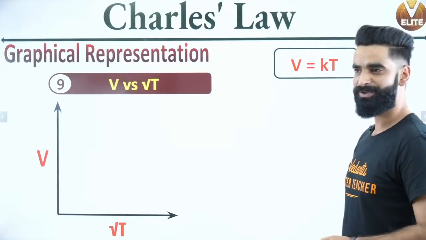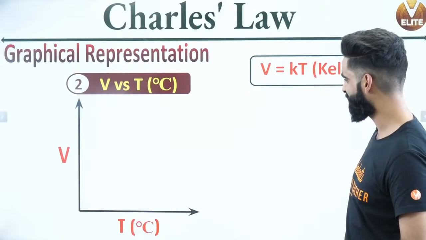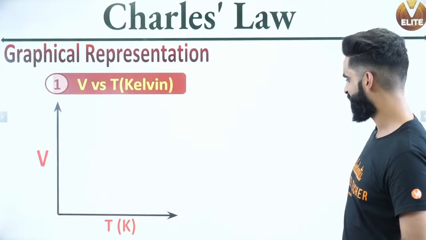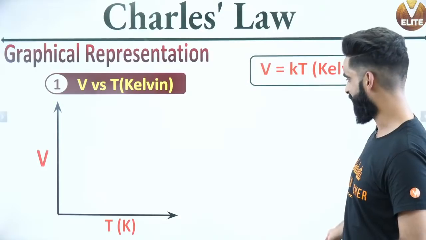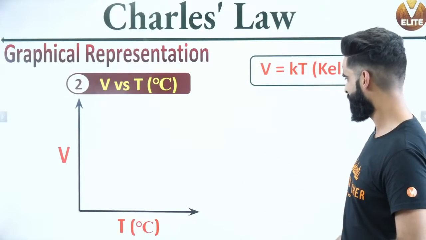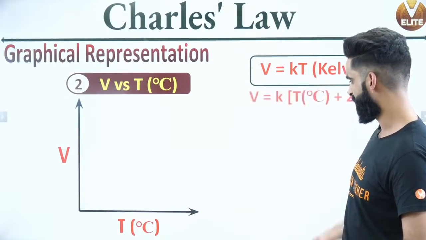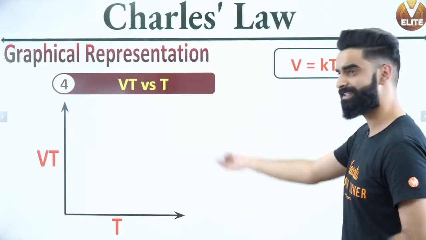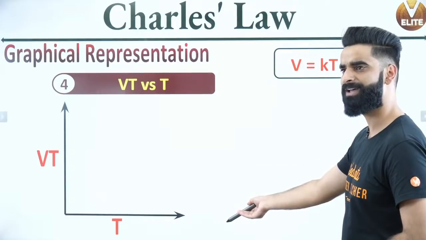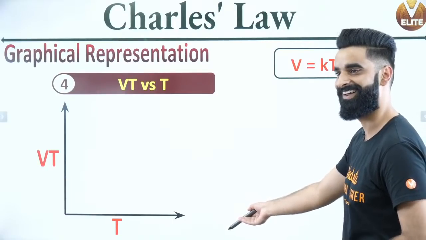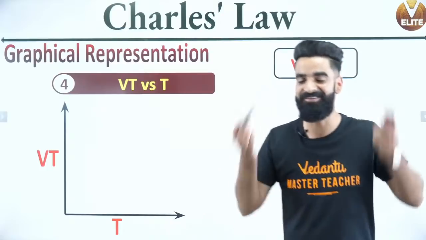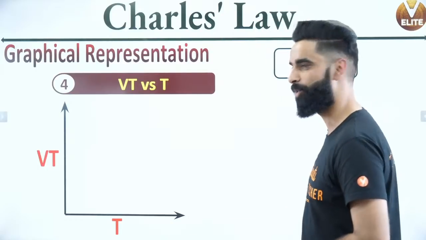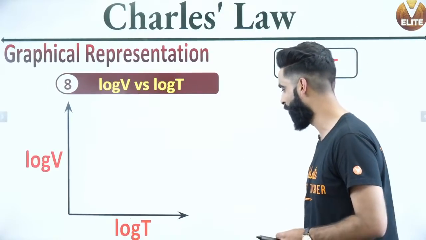Oh, you're saying the third curve. Let me check the third curve. Which one is the third curve? This is the first one, this is again the first one only. This is the second one, and this is again the second one only. This is the third one, Vt versus T. We have done this, right? We have done every curve here.